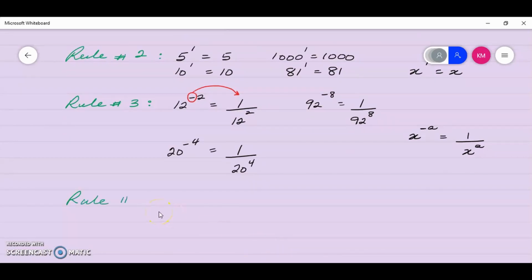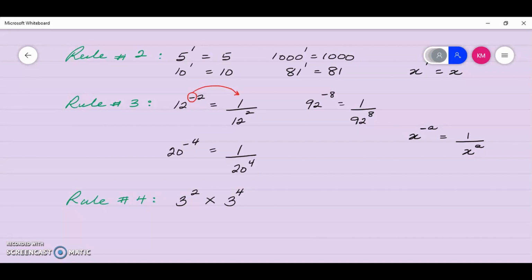Rule number 4. Let's say now we have 2 index numbers being multiplied by each other. So let's say we have 3 to the power 2, and I'm going to multiply that by 3 to the power 4. Now let's see if we can analyze this.